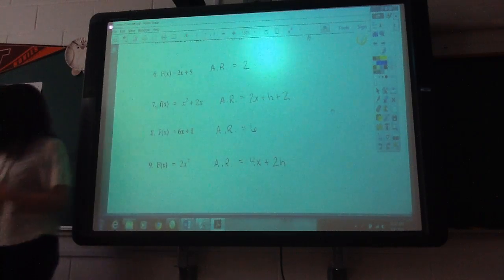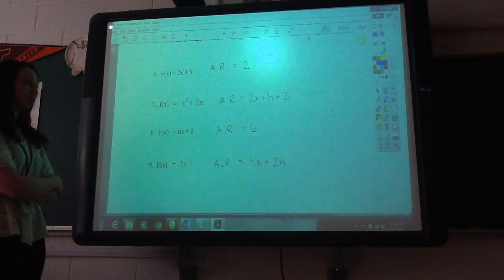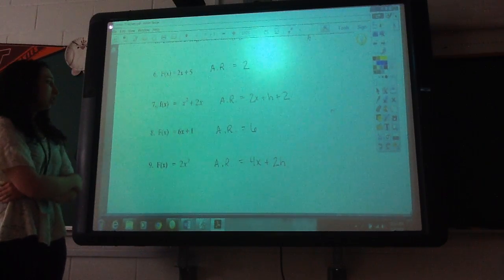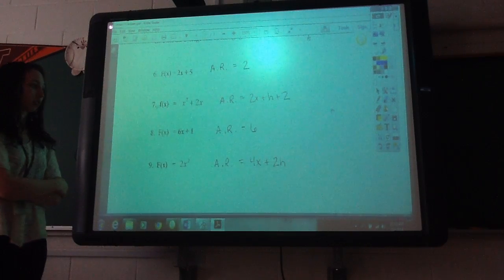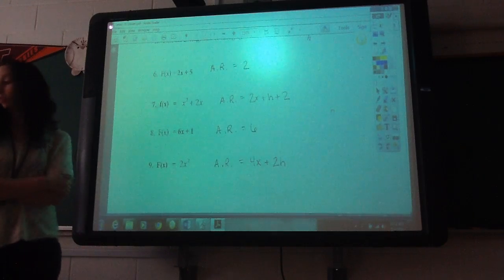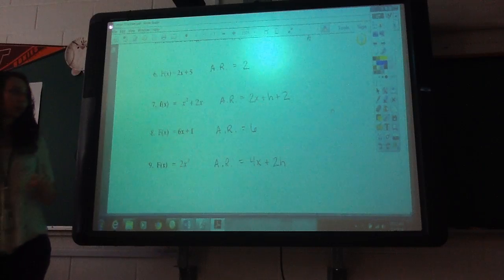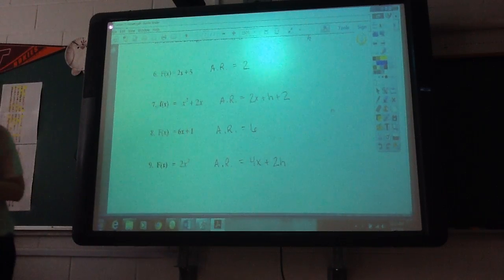Second part of your homework, the answer to number 6 should have been 2. The answer to number 7 should have been 2x plus h plus 2. Number 8 should have been 6. And number 9 should have been 4x plus 2h. So again, if you've got questions, star them, do something with them so that you will know what you need to ask me about on Wednesday.